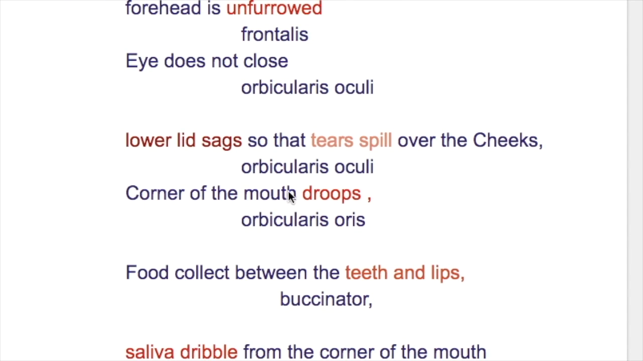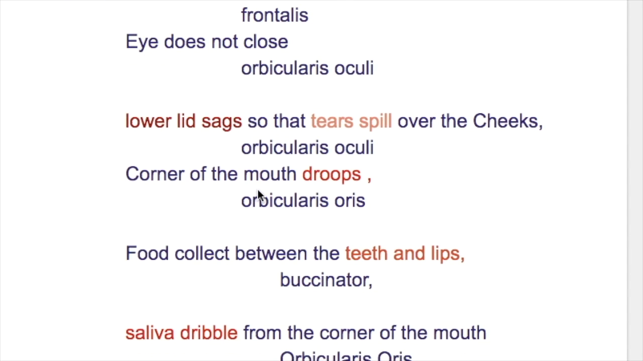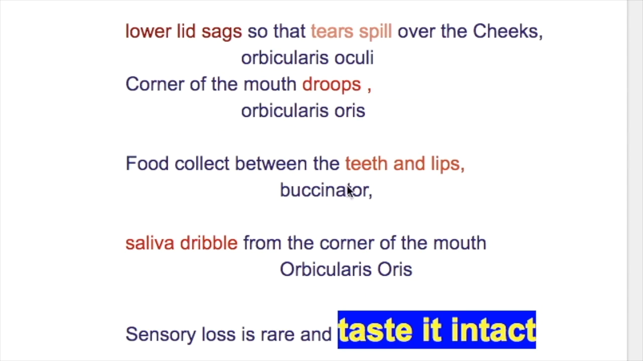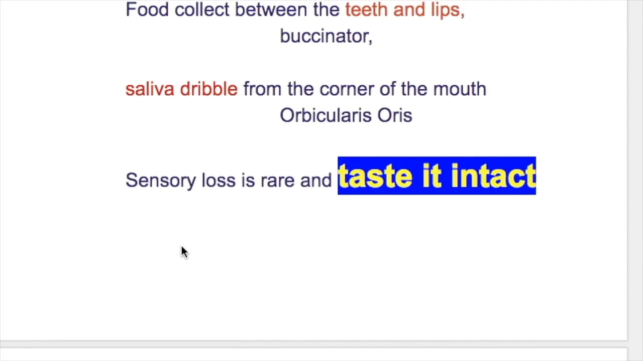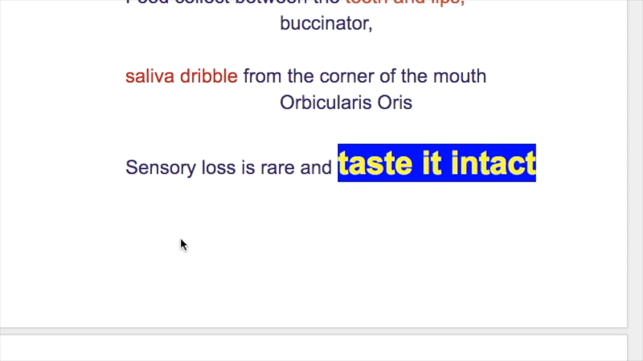Corner of the mouth droops, orbicularis oris and buccinator. Food collects between the teeth and lips. Buccinator is paralyzed. Saliva dribbles from the corner of the mouth, orbicularis oris. Sensory loss is rare and taste is intact.